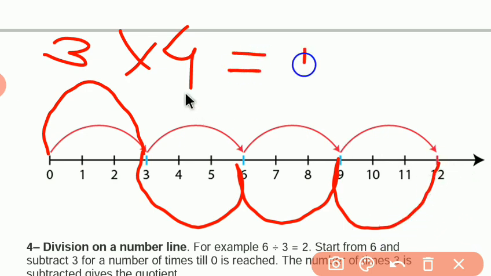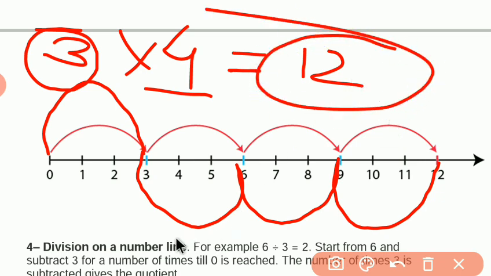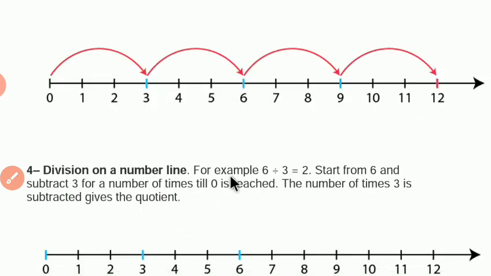So first you have to see the first number, which is given as 3. It means first you have to start 0 to 3, and it is given 4. It means how many times? 4 times. So you have to take the difference of 3 how many times? 4 times. Then you'll get the answer 12. Now we'll see the last operation, which is division on a number line. How to divide? For example, 6 divided by 3.